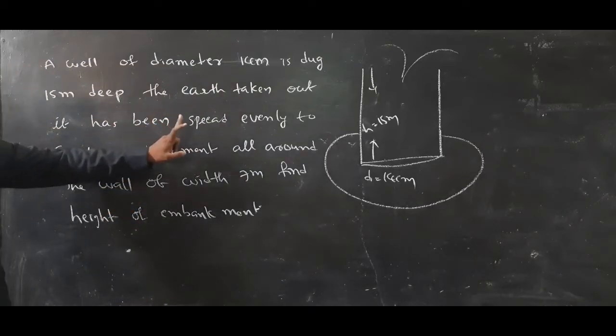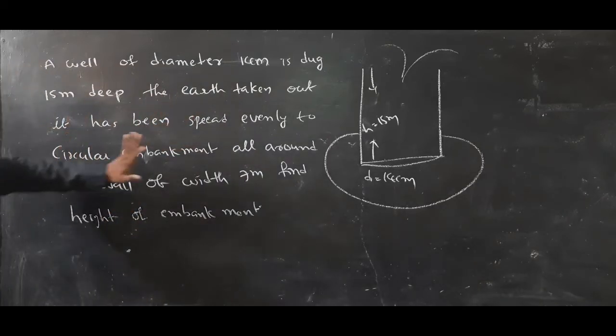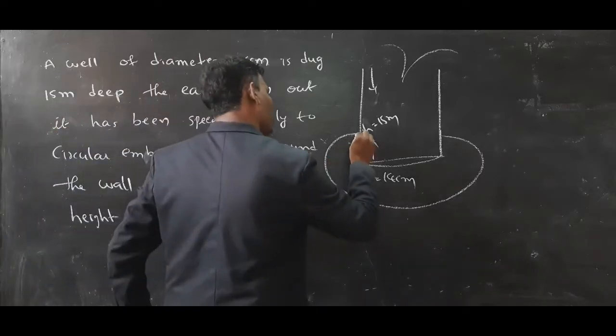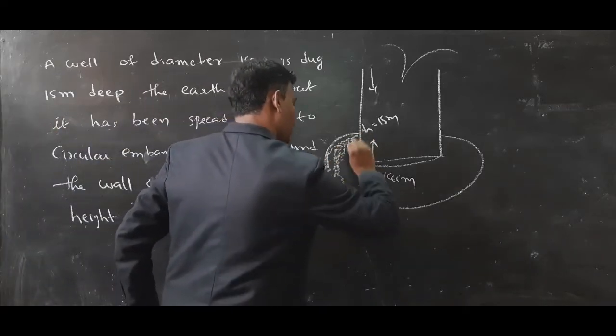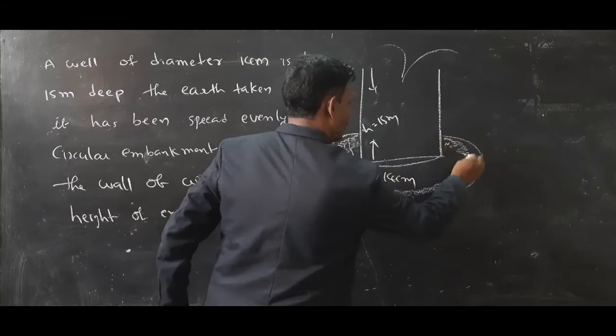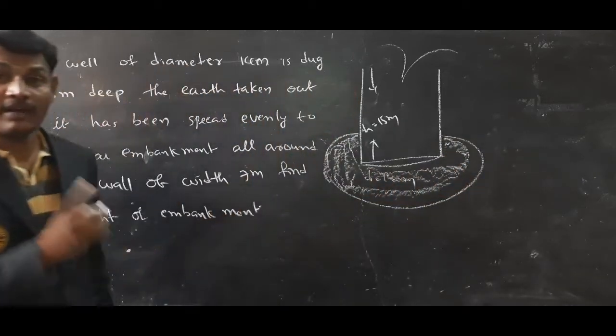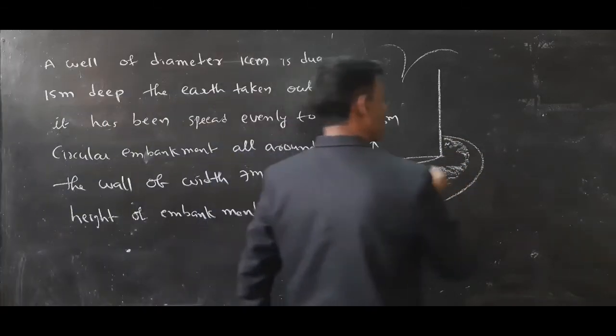It has been spread evenly to form an embankment. So he poured that soil, that earth, like this. Now around the well, what is formed? One embankment is formed. What is the embankment?